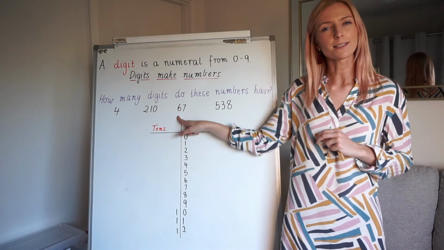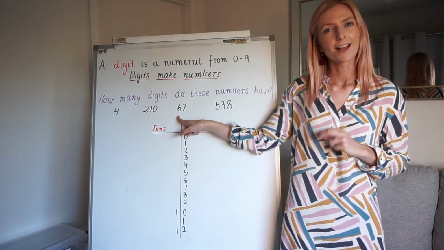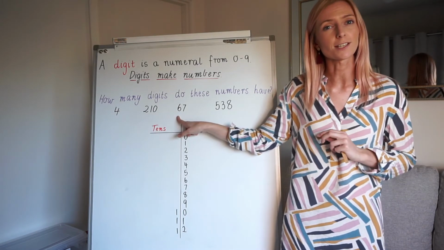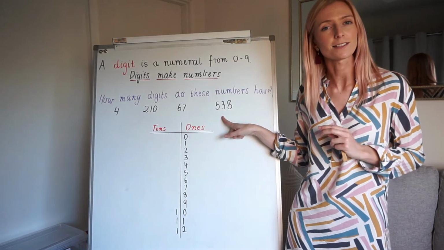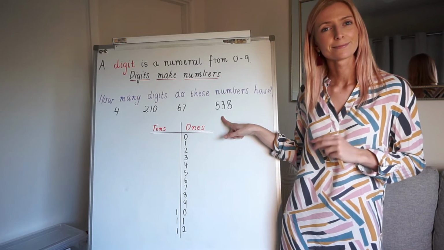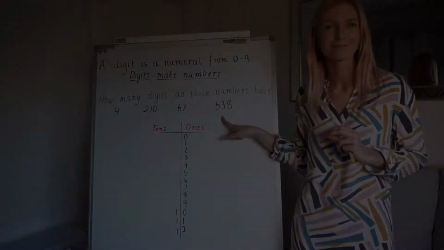What about the number 67? The number 67 has 2 digits. And lastly, the number 538. How many digits does this number have? If you said 3, you are correct.